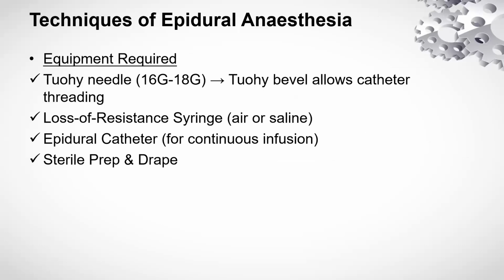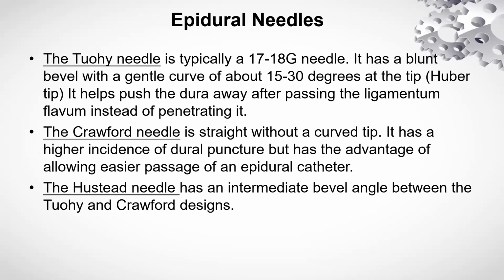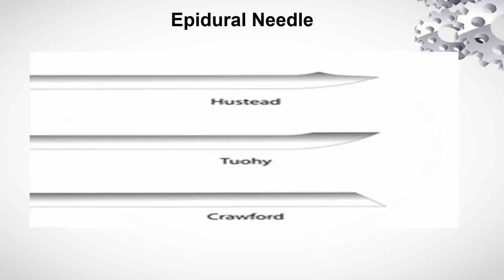So what is the equipment needed? We need a Tuohy needle, or other needles we're going to see. You have your loss of resistance syringe, which can either contain air or saline, and each of them has advantages and disadvantages. We have the epidural catheter, which can be useful for continuous infusion, for prolonged surgical procedures, sterile prep, and drapes. Okay, so there are 3 different types of epidural needle. They are here.